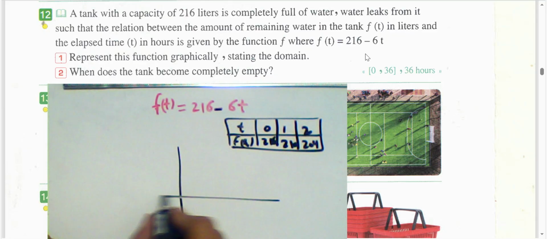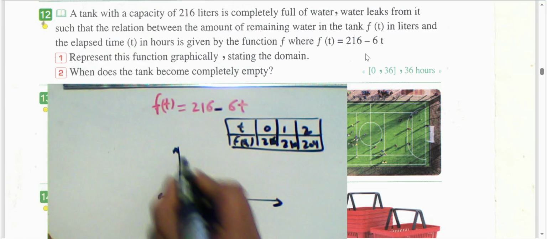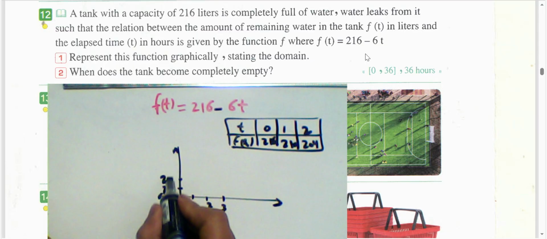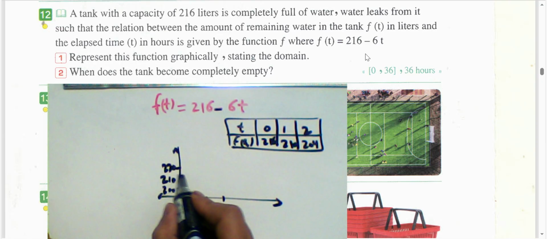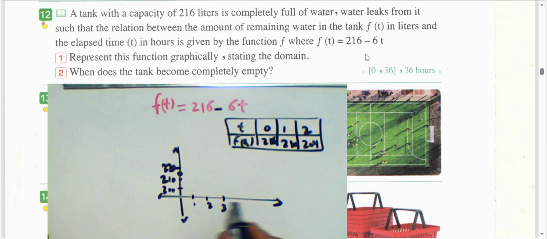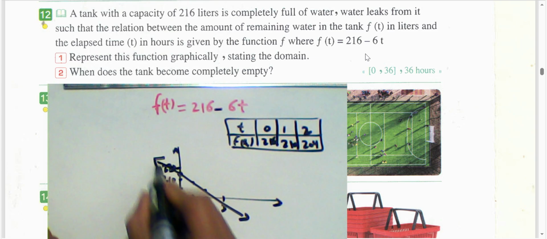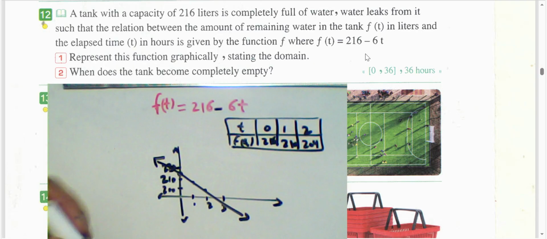Now I will draw the x-axis and y-axis from 0, 1 to 3. We have here 200, 210, 220. 0 was 216, 1 was 210, and 2 was 204. And we draw a straight line like this.